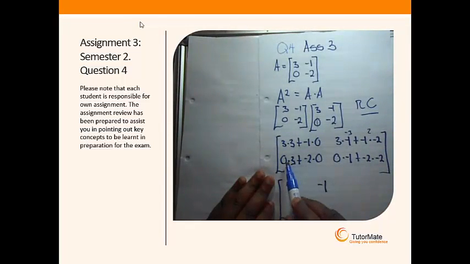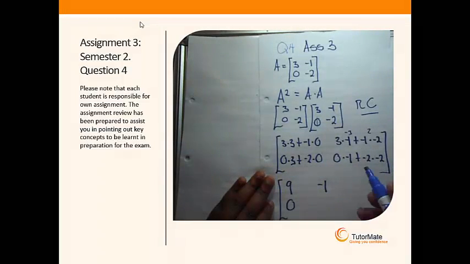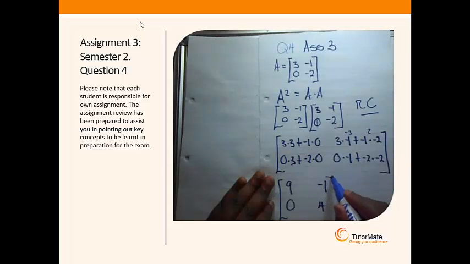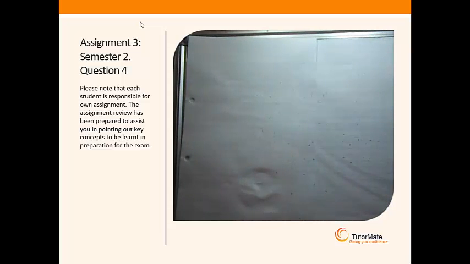Then 0 times 3, 0. Minus 2 times 0 is equal to 0. So 0 plus 0 is equal to 0. 0 times minus 1, 0. Minus 2 times minus 2, 4. So 0 plus 4 is equal to 4. So A squared is equal to 9, minus 1, 0, 4. So you successfully solved for A squared.